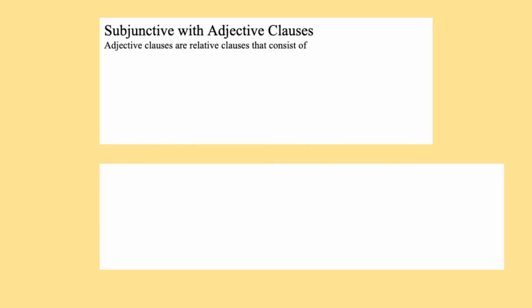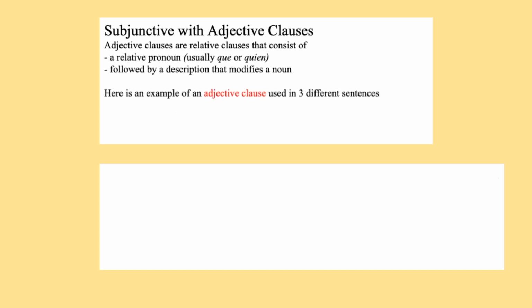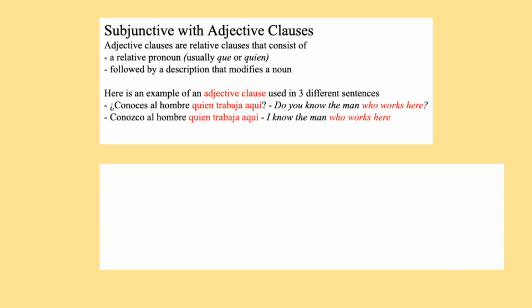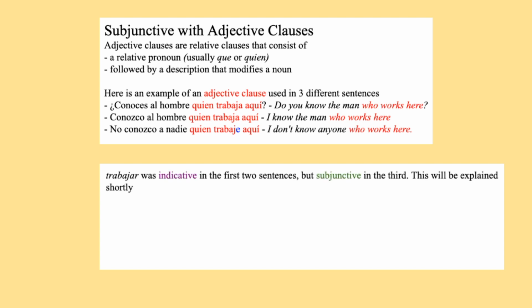So adjective clauses are relative clauses which consist of a relative pronoun, usually que or quien, followed by a description that modifies a noun. I'm going to give you an example of one adjective clause used in 3 different sentences. ¿Conoces al hombre quien trabaja aquí? Conozco al hombre quien trabaja aquí. No conozco a nadie quien trabaje aquí. So, in the first 2 sentences, trabajar was indicative, but in the third example, it was subjunctive. I will explain why that is the case shortly.